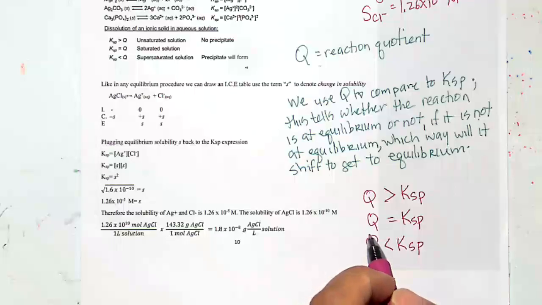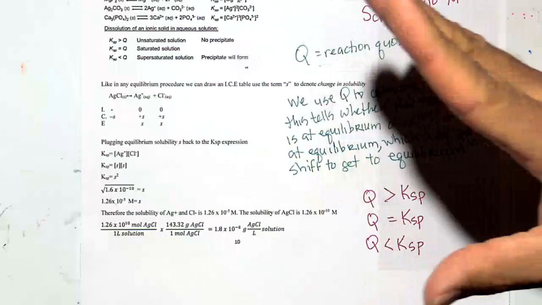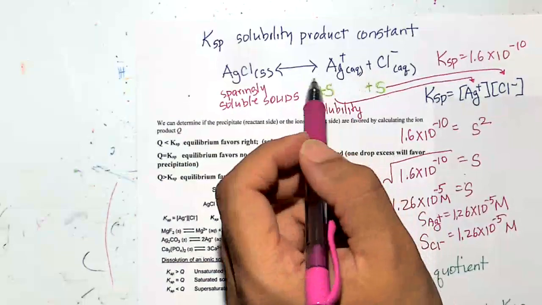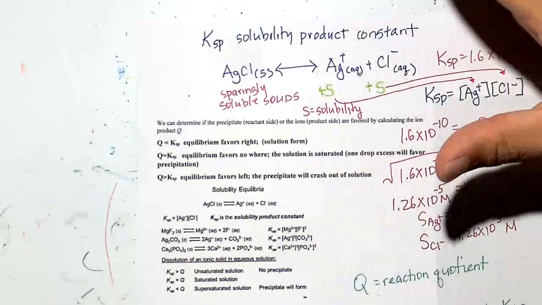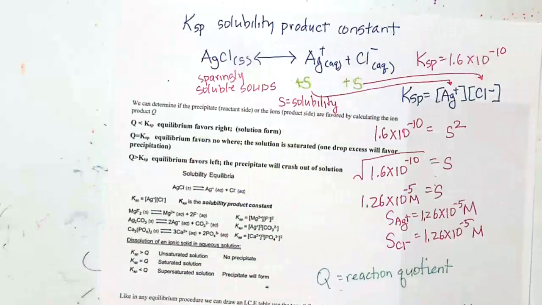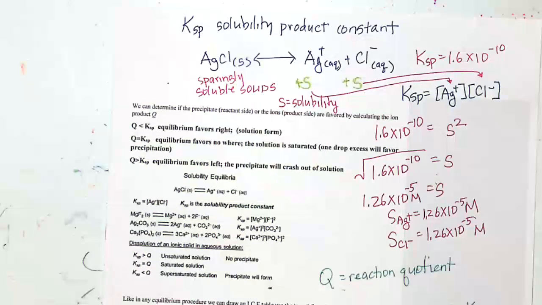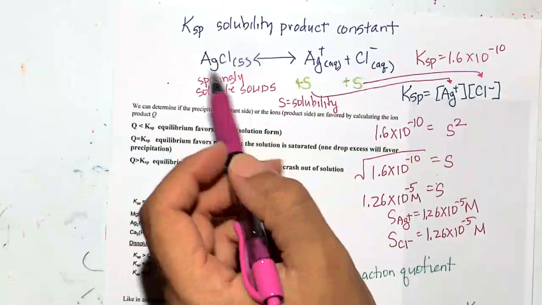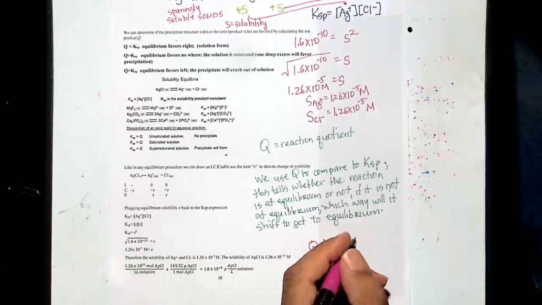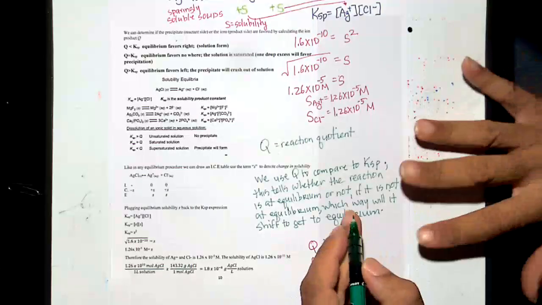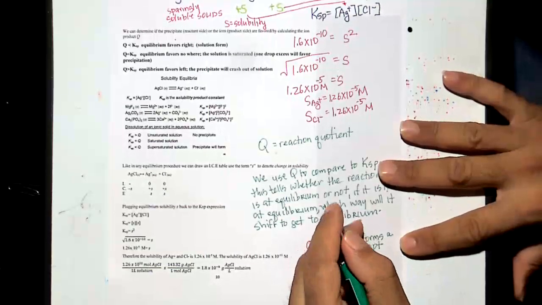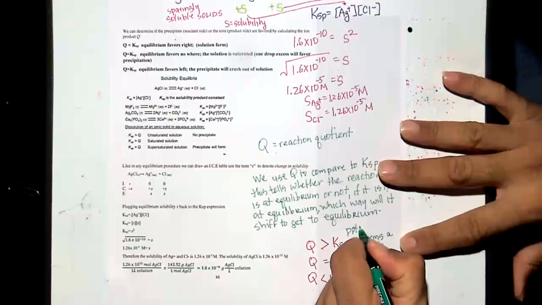If the Q is greater than Ksp, where do the alligator jaws point? Do they point to the solid side or do they point to the side of dissolved ions? If Q, put Q first, is greater than Ksp, then the equilibrium favors the solid, also known as precipitate. What does precipitate mean? It means solid. So if Q is greater than Ksp, the solubility product constant, we will form a precipitate. Here, PPT means precipitate.